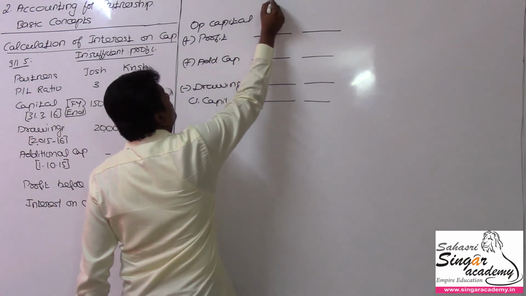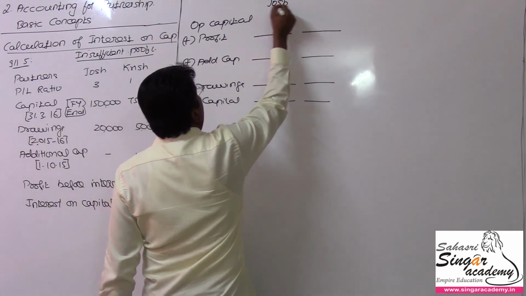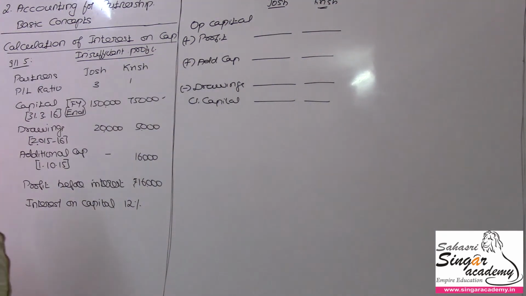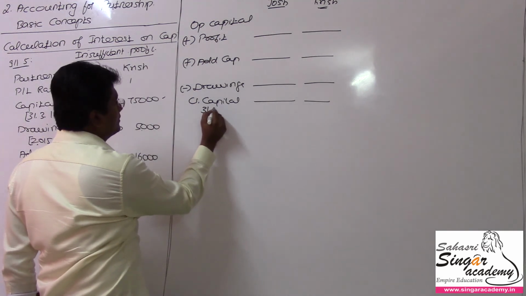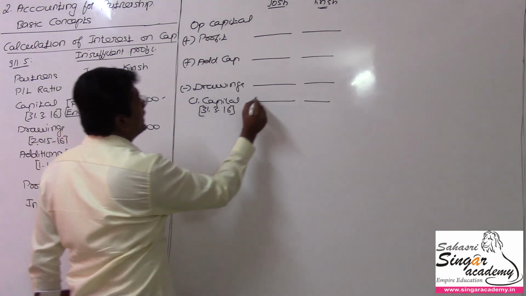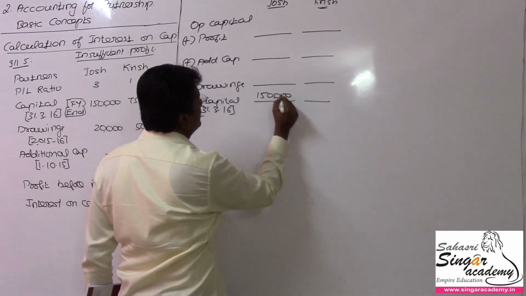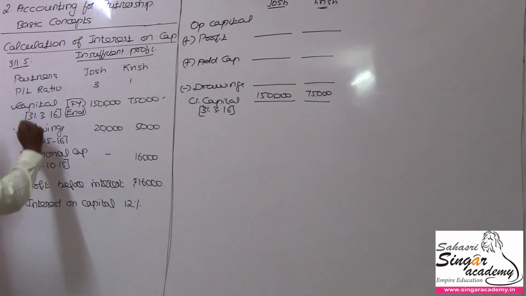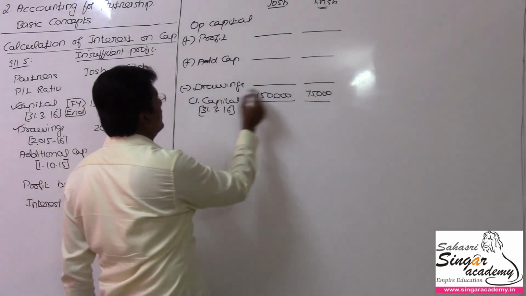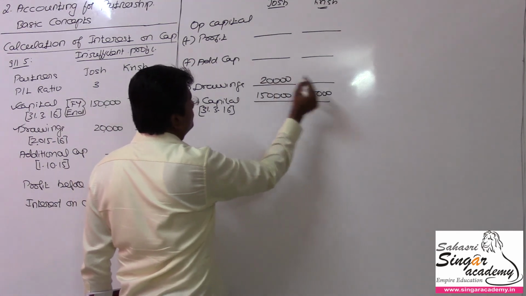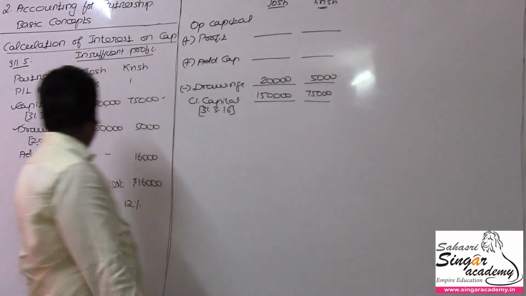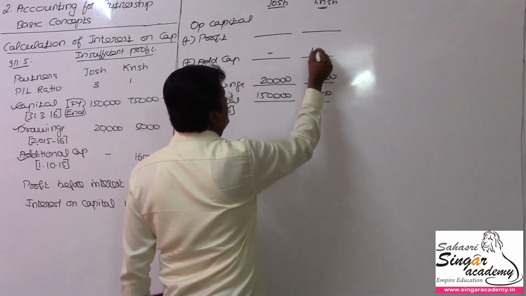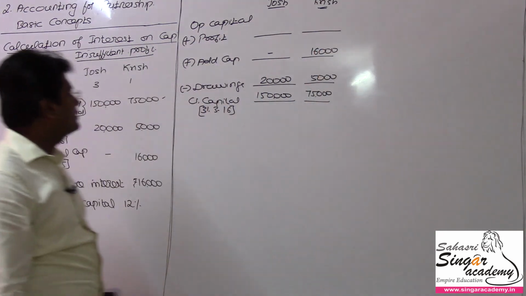This is for Jose and Krish. The value at year end is 1,50,000 for Jose and 75,000 for Krish. Drawings by these two partners during the year are 20,000 and 5,000. The additional capital of 16,000 is for Krish.